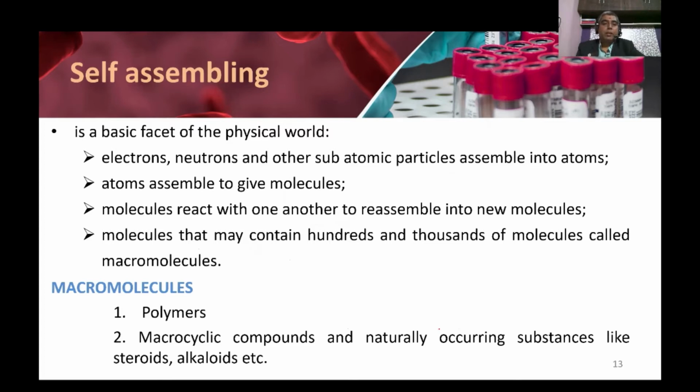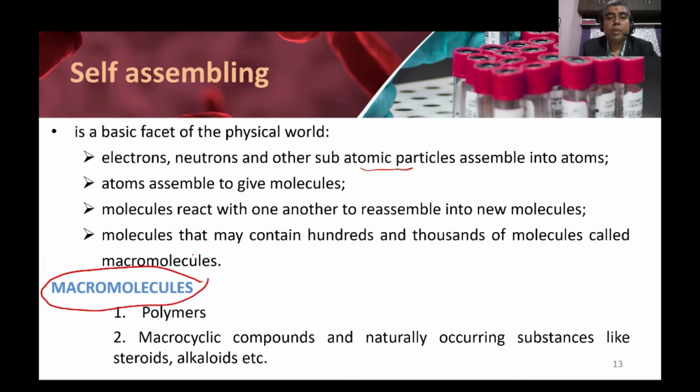Self-assembly is a basic facet of the physical world. Electrons, neutrons, and other subatomic particles assemble into atoms. These atoms assemble to give molecules. Molecules react with another molecule to reassemble into new molecules, and molecules that may contain hundreds and thousands of molecules are called macromolecules.